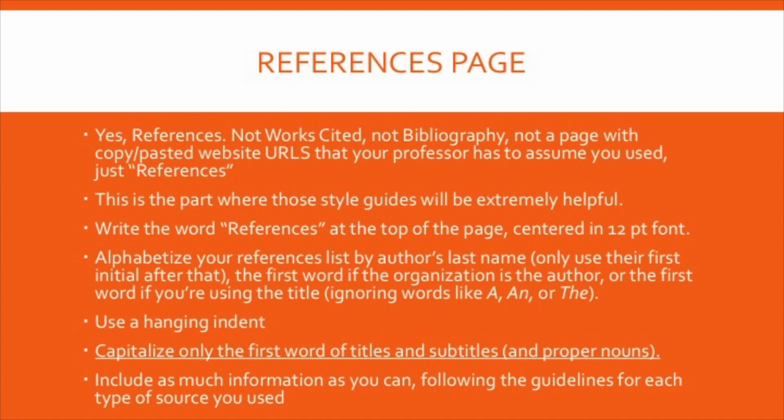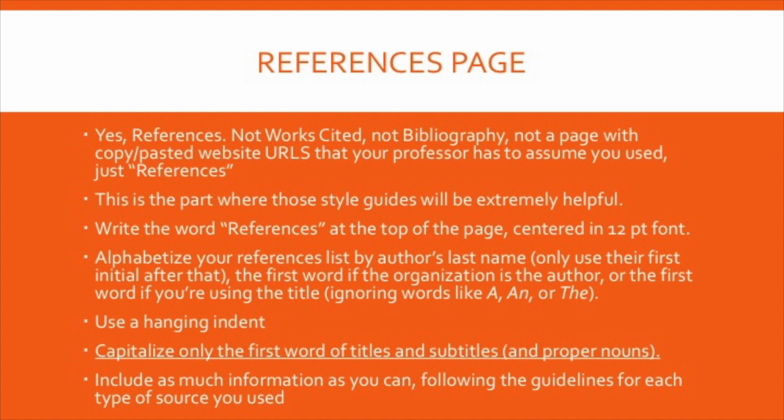Things to look out for. In APA, you'll have the word references centered on the top of the page. In MLA, it's called works cited. In Chicago, it's called a bibliography. APA calls it a reference. So you'll have references up there at the center.